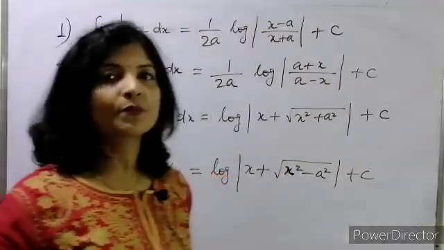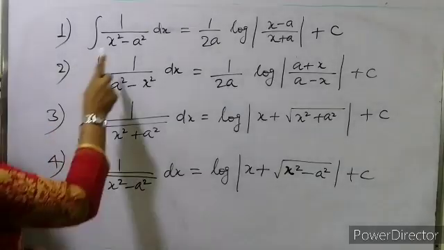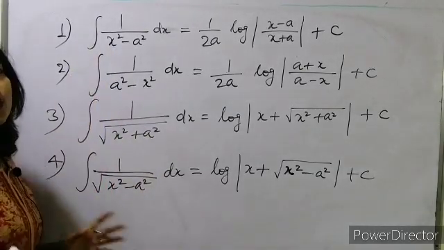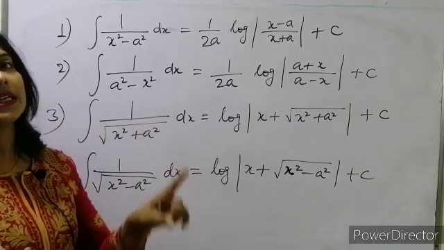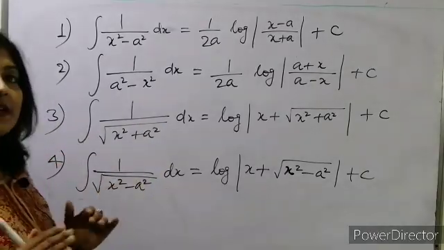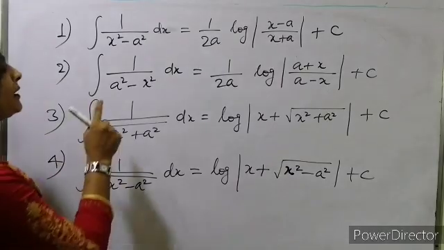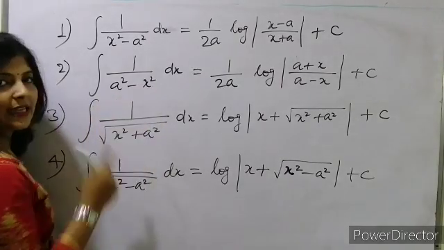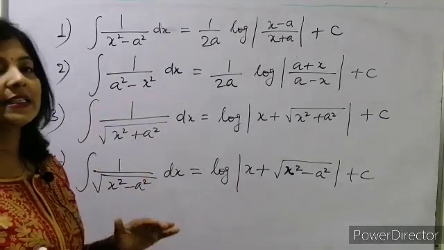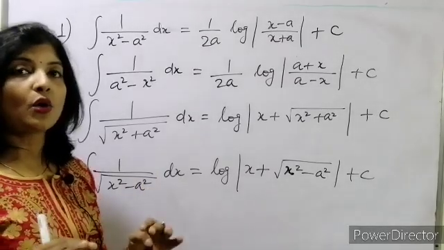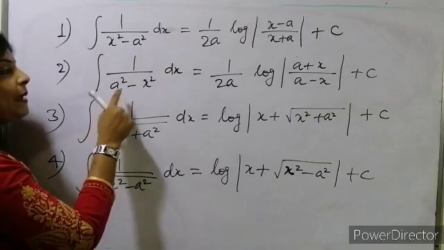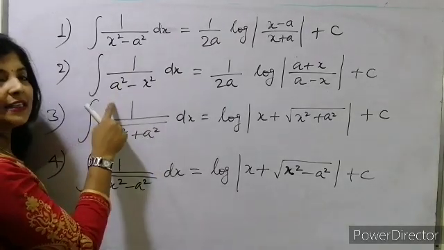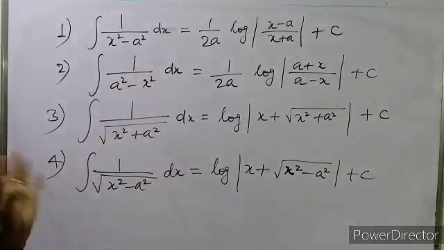So just remember. How do you have to remember? When it is 1 upon x square minus a square, in that case log of x minus a divided by x plus a. But when it is a square minus x square, in this case 1 upon 2a will remain, and log of a plus x divided by a minus x, and plus c.